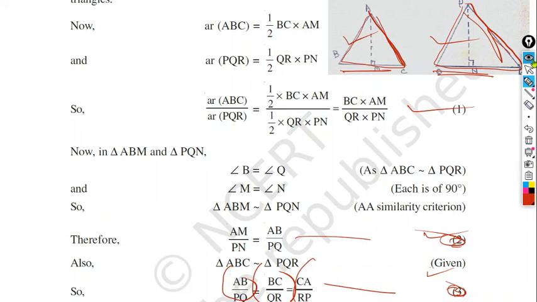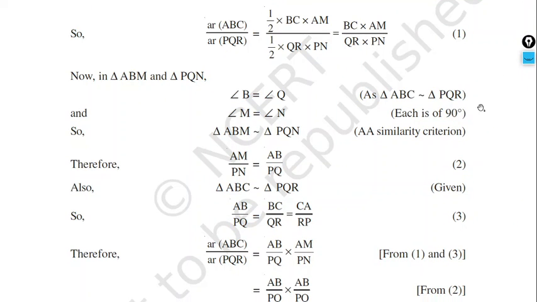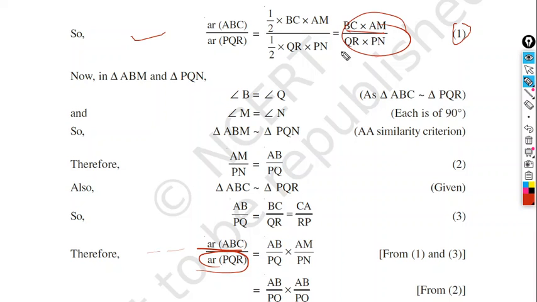Again we will move to this part. Statement 1: what was the area of triangle ABC divided by area of triangle PQR? It was BC by AM divided by QR by PN, isn't it? Now instead of BC by QR, what can we write? You can see BC by QR is equal to CA by RP or AB by PQ. You can write AB by PQ or CA by RP instead of BC by QR.